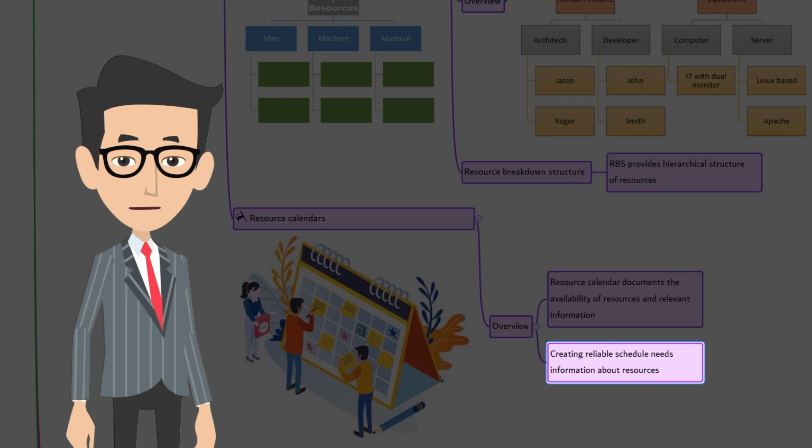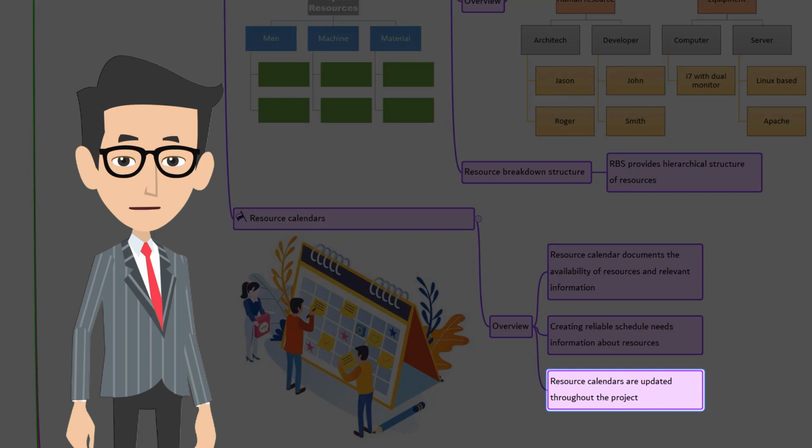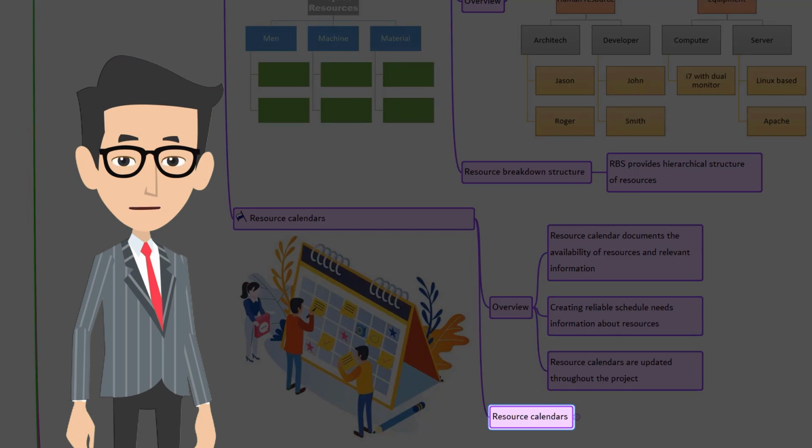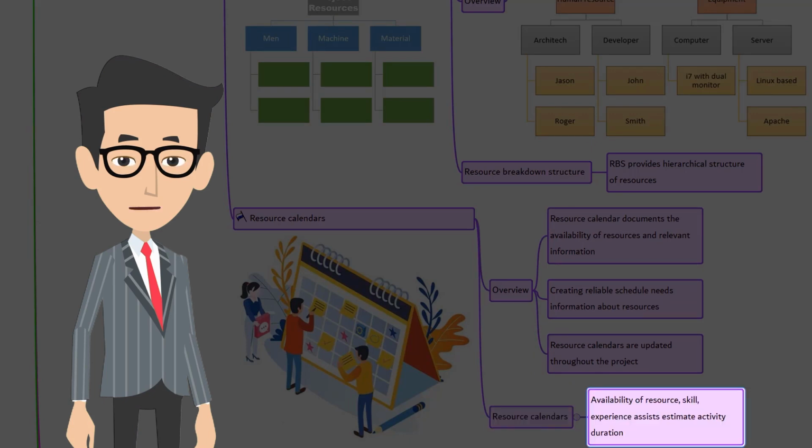Because remember, you may get people from other departments or from other teams to work on your project. Resource calendars are progressively elaborated and updated throughout the project. Alright, now in context. Resource calendar contains information about resources availability, skills and experience. This is something we discussed in the overview. This information will help to estimate activity duration, so naturally they become input.